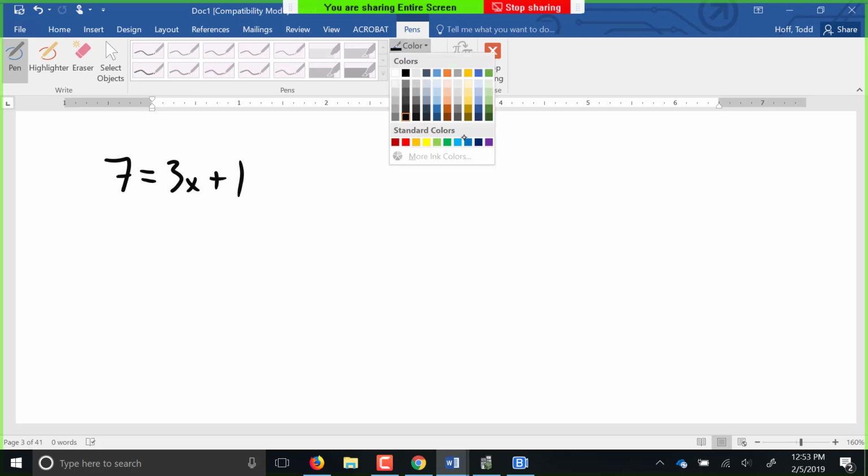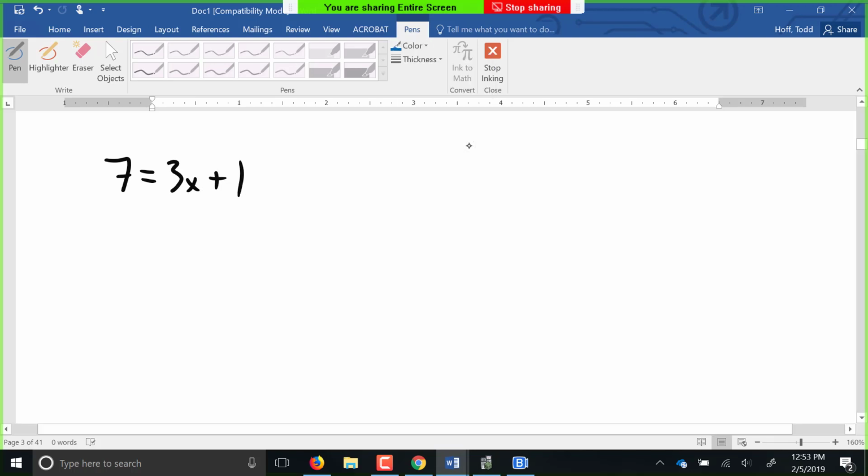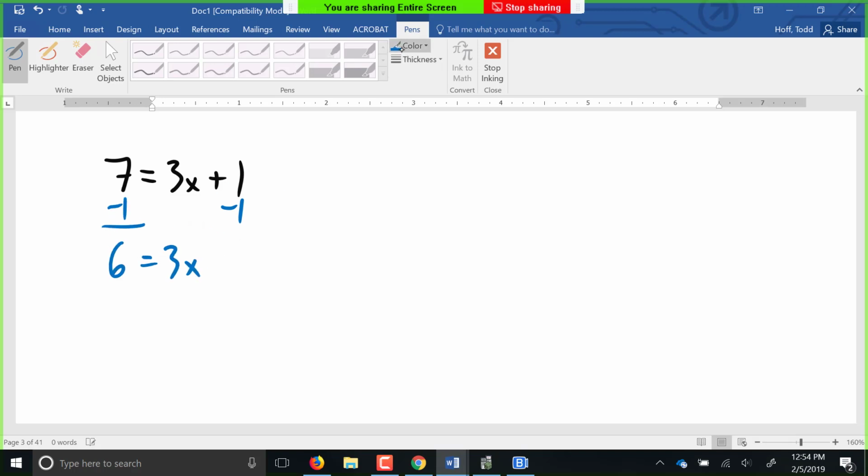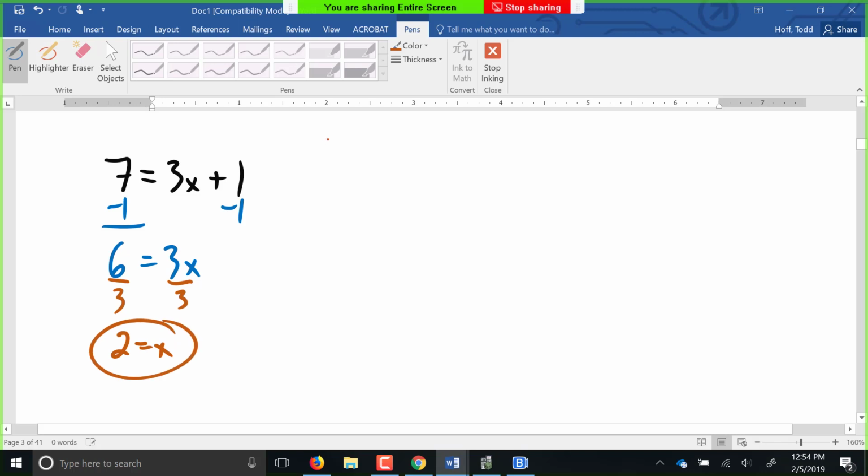7 equals 3x plus 1. How did we solve that equation? Subtract 1. So we got 6 equals 3x. And you're absolutely right. We divide by 3. So 2 equals x, or x equals 2.